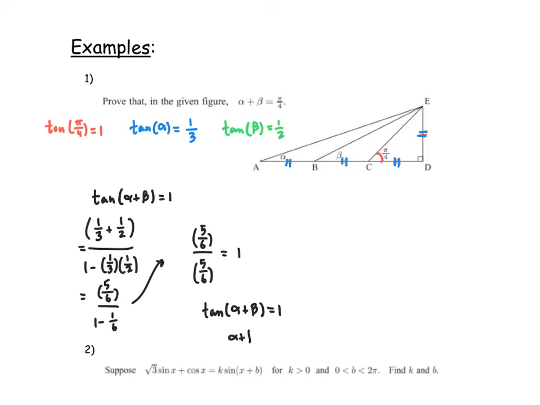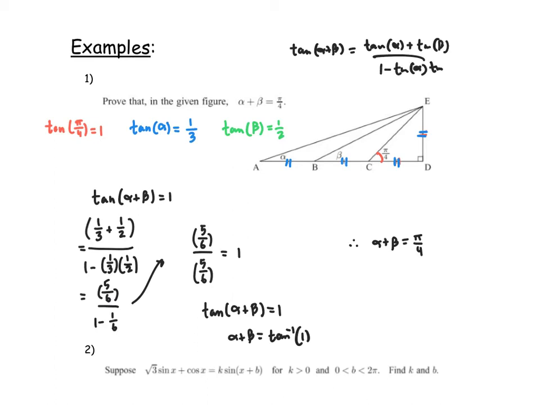Therefore, alpha plus beta is equal to the inverse tangent of 1. Thus, alpha plus beta is equal to pi over 4. There we go. Awesome. So we utilized the identity tangent of alpha plus beta is equal to tan alpha plus tan beta over 1 minus tan alpha times tan beta. Okay, so that's the identity we had to use there.